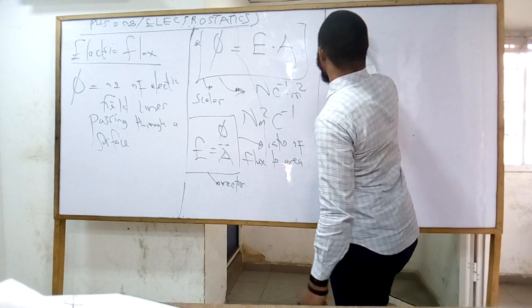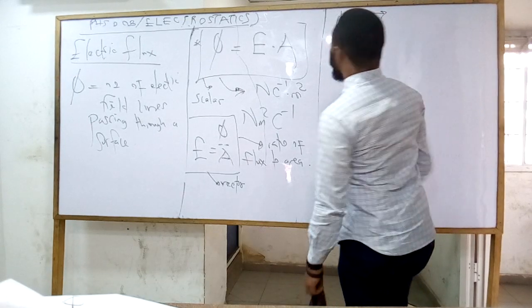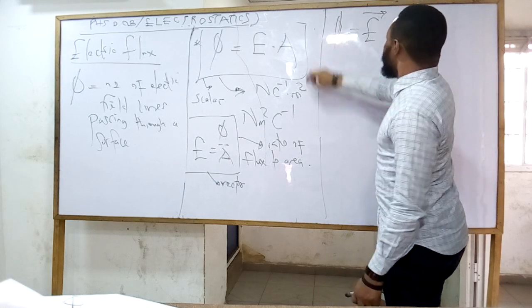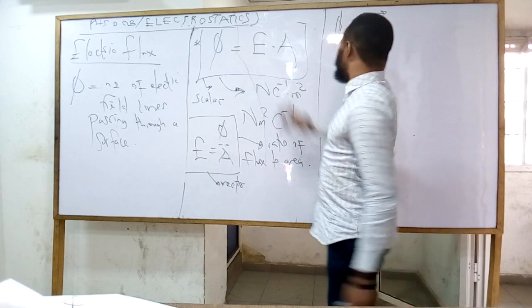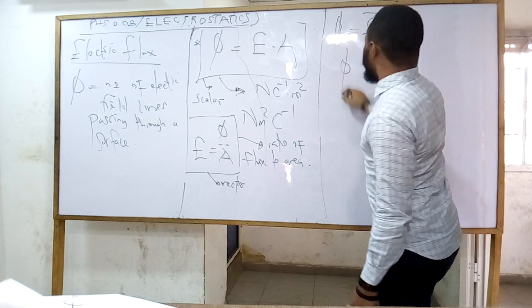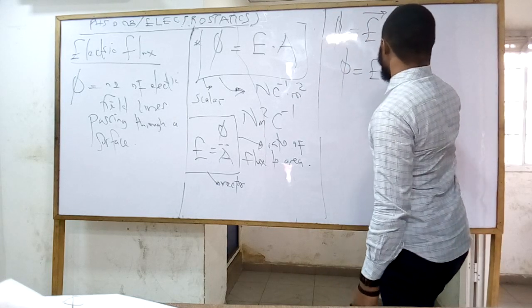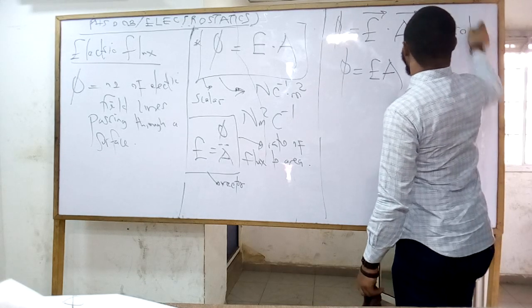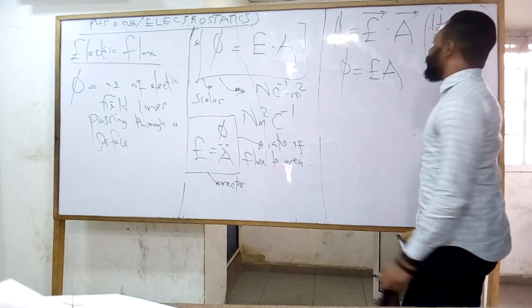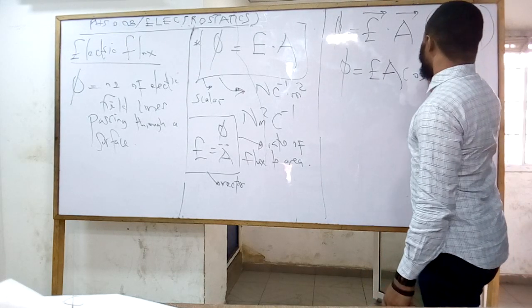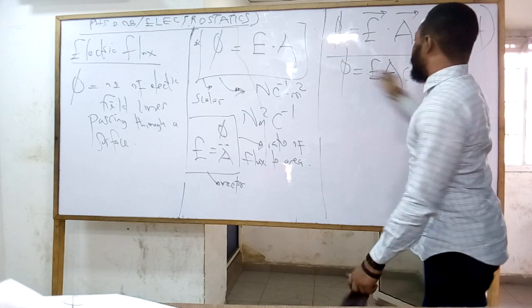Remember, flux itself is going to be flux density from here times the area. And since this guy is scalar, I'm going to use dot product, E dot A. So in that case, the flux is going to be E·A. That's dot product. And what's dot product? Remember, if the angle is given, it's going to be cos. So EA cos theta. It's already in your notes.